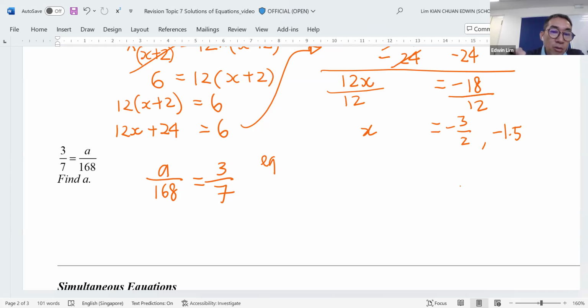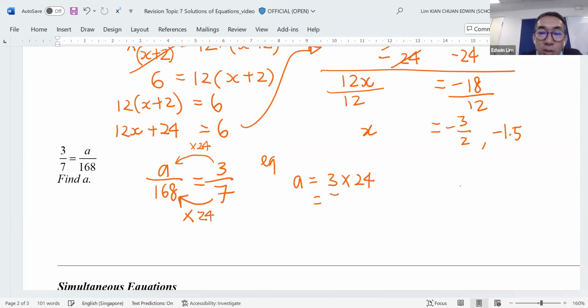All right, so 3 over 7. From 7 to become 168, I must multiply by how many times? All I have to do is use 168 divided by 7. I get 24. Since the denominator I times 24, the numerator I also times 24. So A is equal to 3 times 24, which I get 72.